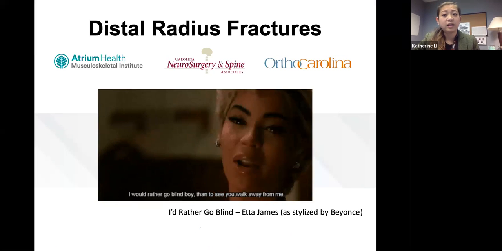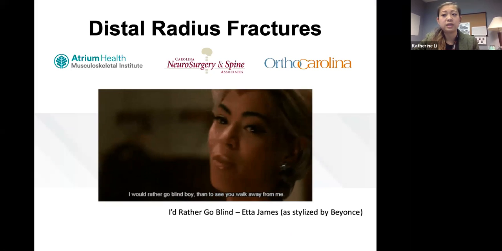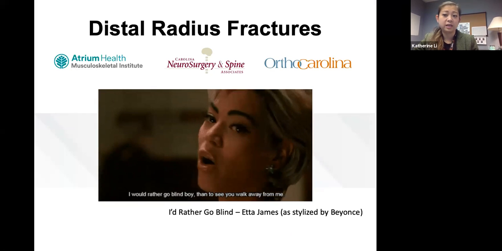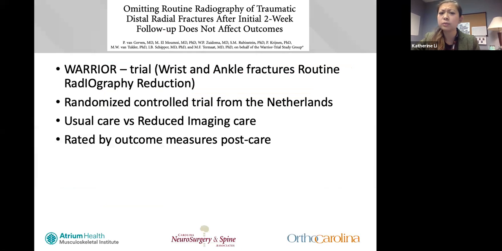So, out of the Netherlands, the Warrior trial has published extensively on follow-up of distal radius and ankle fractures. We will look at their distal radius data first. They looked mostly at radiography reduction, and Warrior starts for wrist and ankle fracture routine radiography reduction. It was a multi-centered randomized controlled trial using a non-inferiority design with two arms, one with distal radiuses and one with ankle fractures. They looked to see if healthcare costs could be reduced by reducing both clinical and radiographic follow-up for fairly routine fracture patterns.